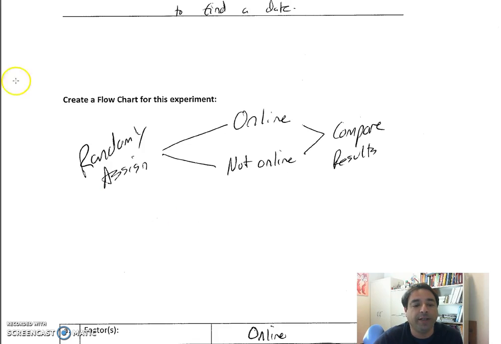So our flow chart would be: randomly assign. We're going to have 2 groups. 1 group does online and 1 group does not do online. Remember, we need a control group to be an experiment. And at the end, we're going to compare results.